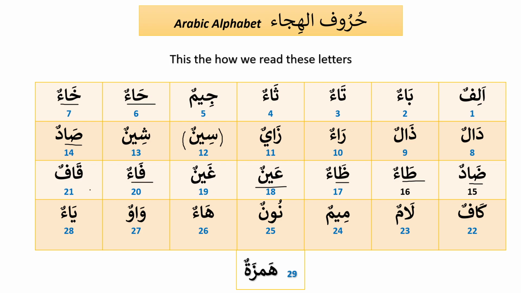Fa'un, very soft. Qafun is also one of the heavy letters. Then we have Kafun. Look at the difference here. This is Qa and this is Ka. Qafun and Kafun. Lamun, Mimun, Nunun, Ha'un, Wawun, and Ya'un.